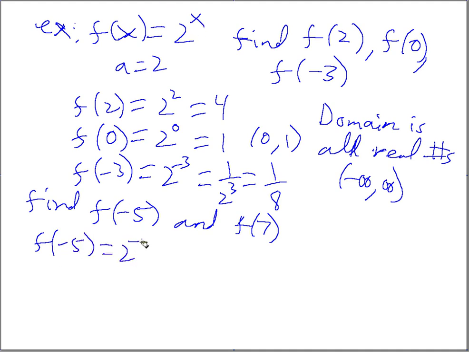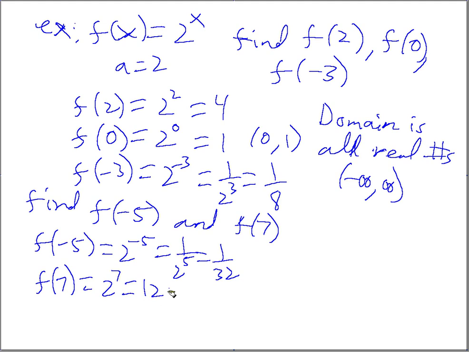So this is 2 to the negative 5, which is 1 over 2 to the 5th, which is 1 over what? 32. You punch out the calculator, 2 to the 5th is 32. What about f of 7? F of 7 is going to be 2 to the 7th, which is going to be what? See, the calculator, 128, I believe. You punch it in the calculator.